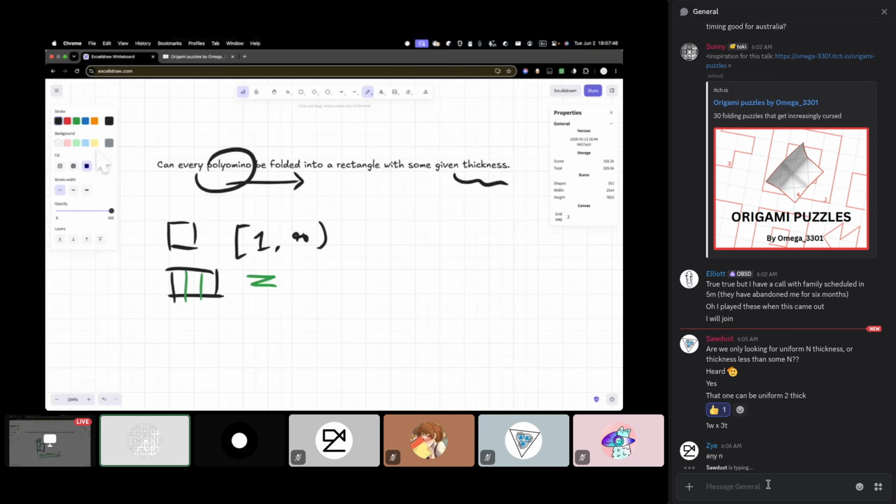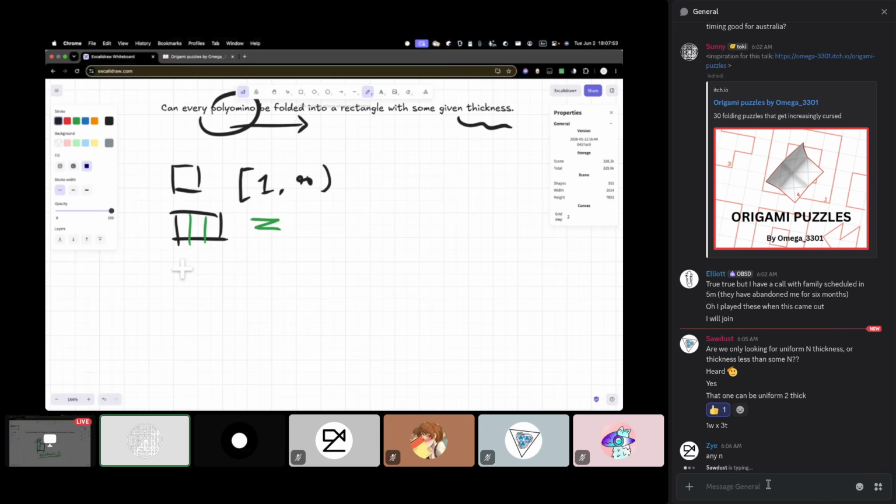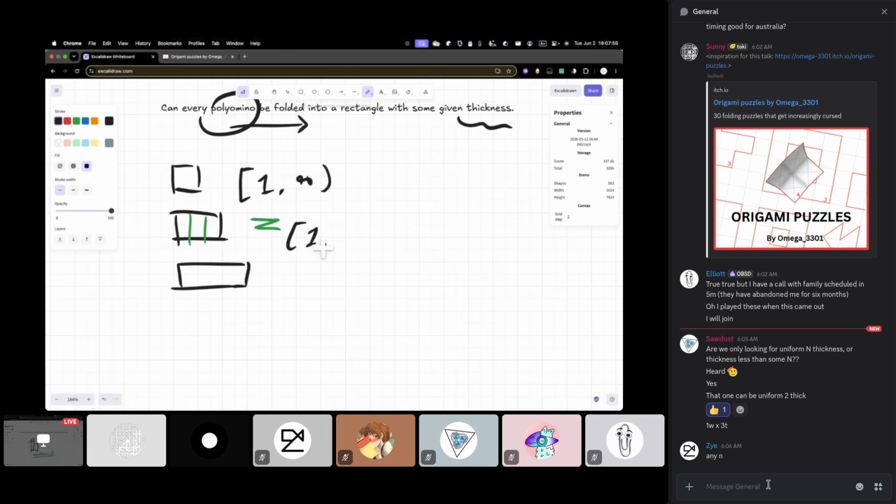So that is easy. Now that we've done the monominoes and dominoes, let's look at the trominoes. The obvious trivial one is again the 1 by 3, which again is all positive integers. But now let's look at this L shape, this L tromino. Guesses for what thicknesses the L tromino can be folded into?